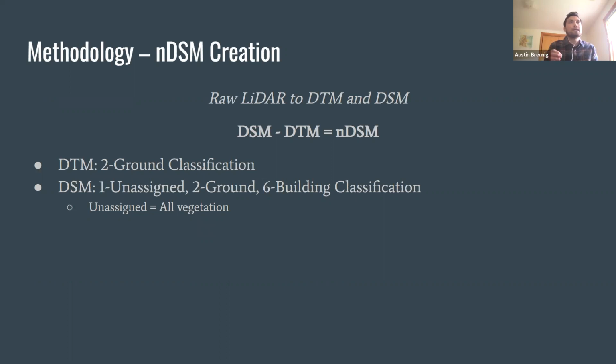First off, building that normalized DSM came from raw LiDAR, and I created 2 different models, a digital terrain model and a digital surface model. And these are the LiDAR classifications for each model. Just ground classification for the DTM, and for the DSM, unassigned, ground, and building classification. I included unassigned because all vegetation was encapsulated in this group, so without having to reclassify, I just included the unassigned classification.